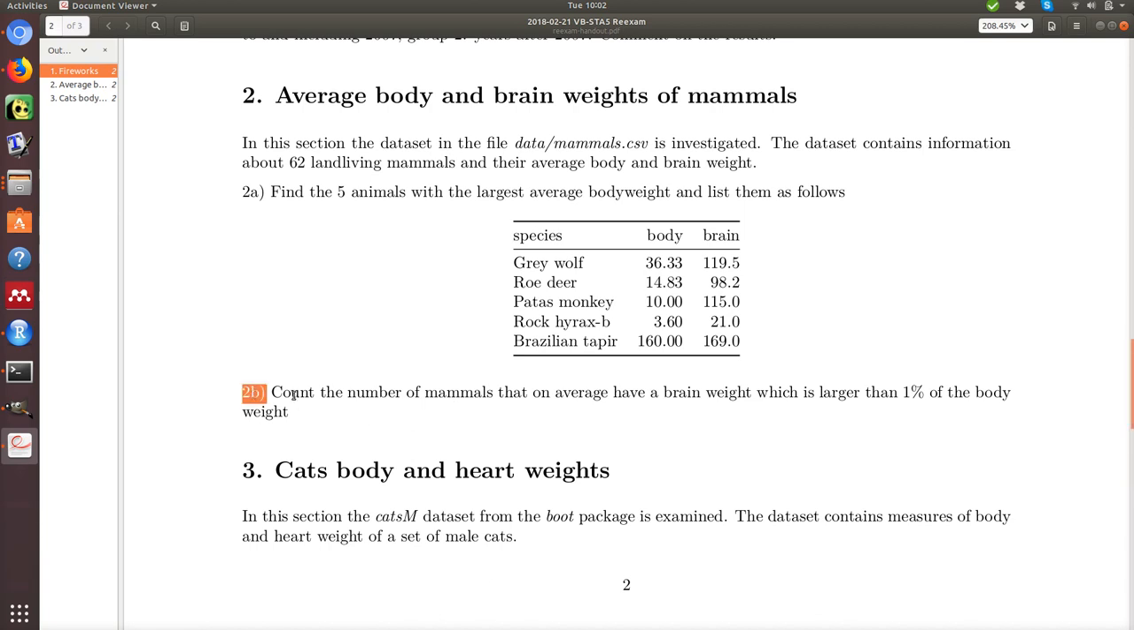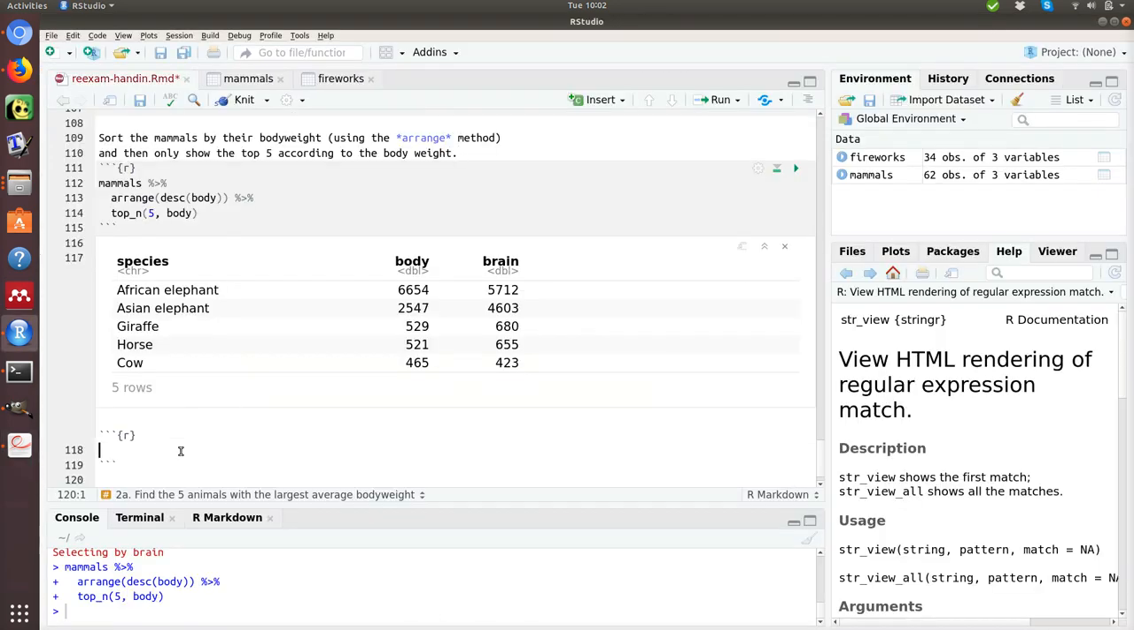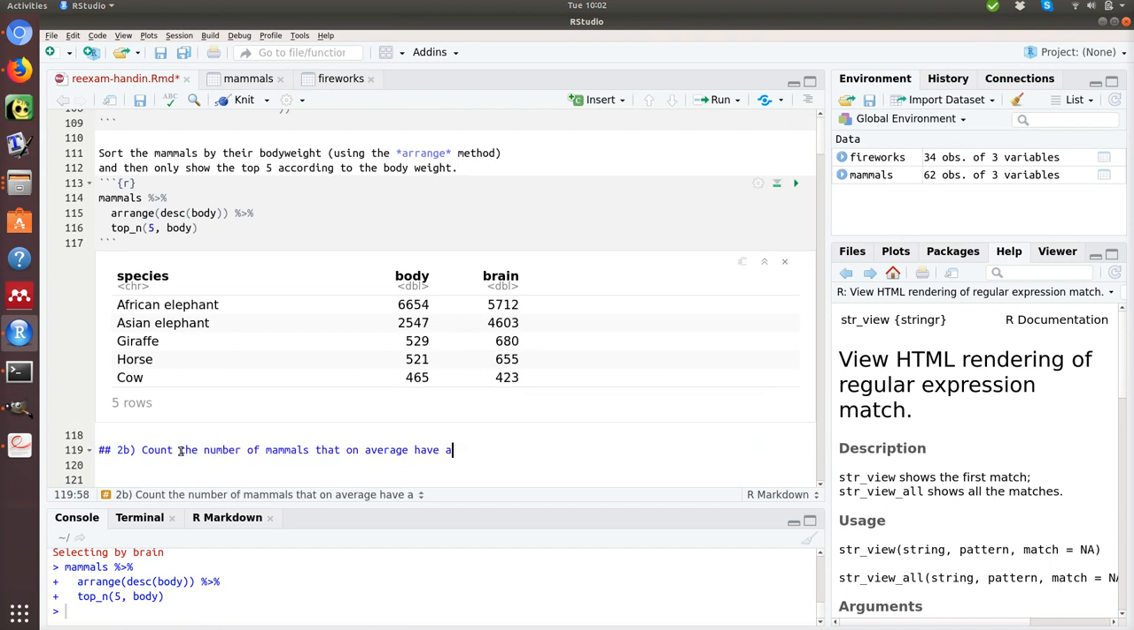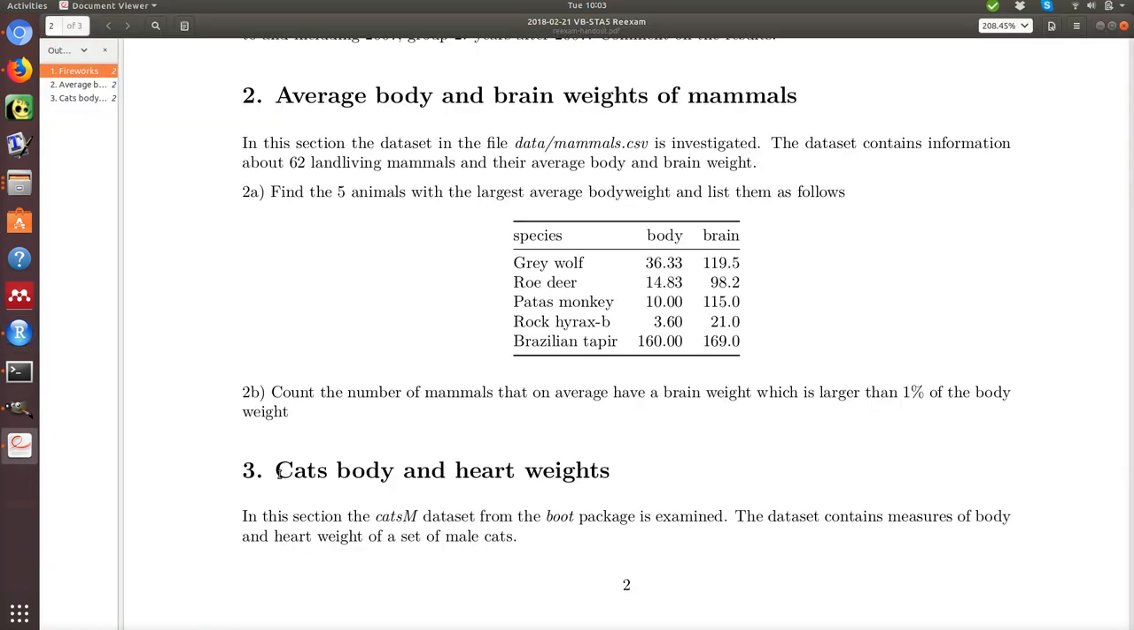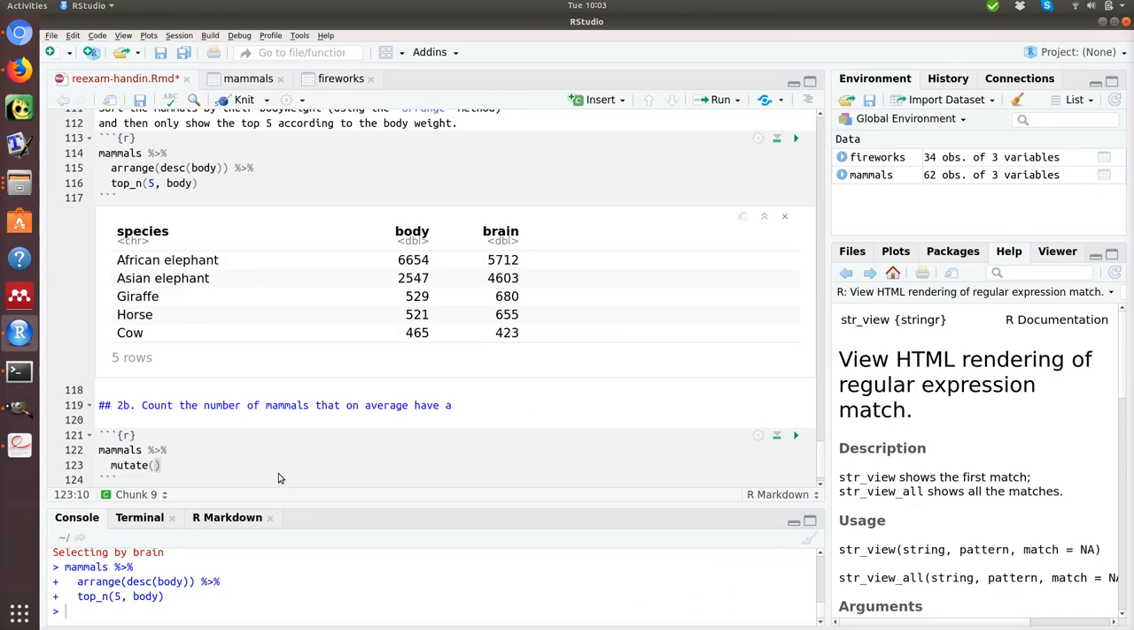And finally, in 2B, we need to count the number of animals that fulfill some property. Oh. So let's see if we can make sense of this. We take the mammals data set and add a new column, brain percentage. We set that value to be the value of the weight of the brain divided by the weight of the body.